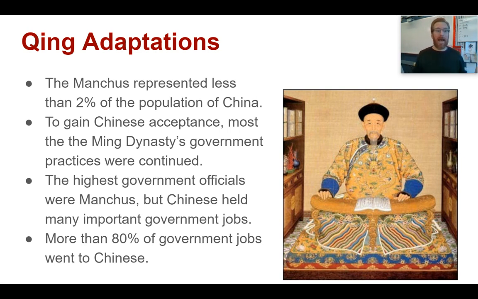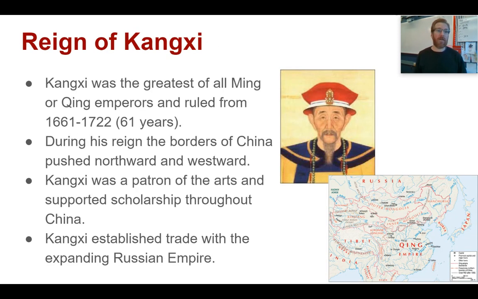They didn't do dramatic changes. Highest government officials were Manchus. The top of the top of the top were Manchu ethnicity. But the Chinese were given many important government jobs, and in fact, most government jobs. More than 80% of all the bureaucratic jobs within China were managed by the Chinese themselves.